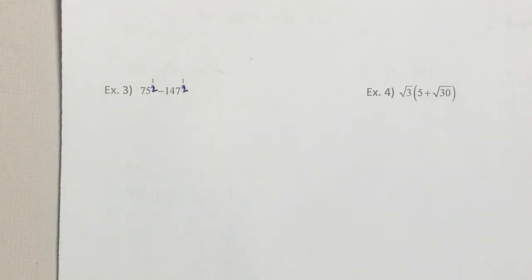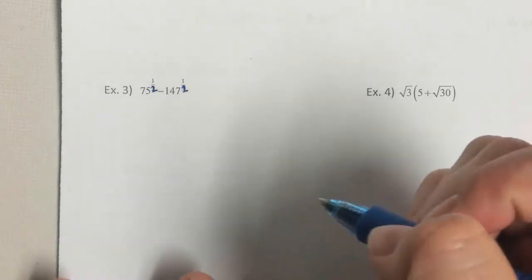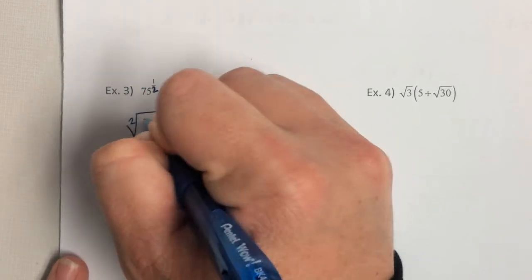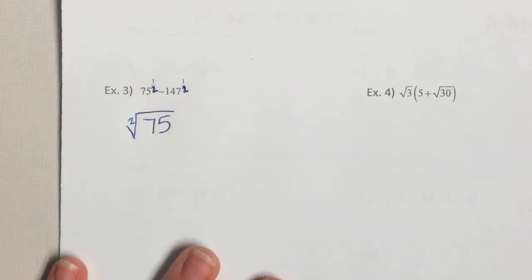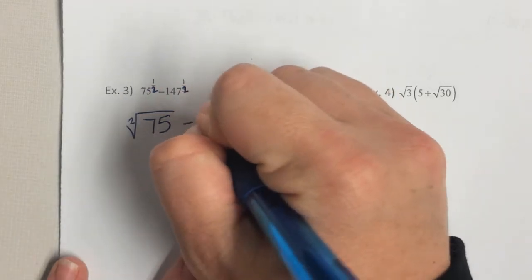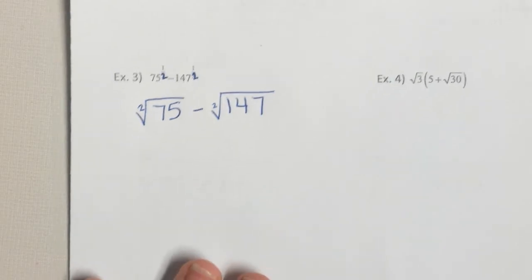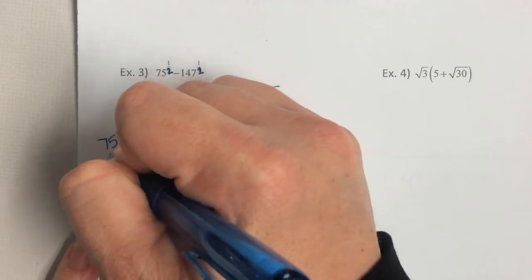What does the 1/2 power tell you to do? The bottom numbers are, starts with an R. Root. And the top number is your exponent, right? So this is a square root of 75. Do I have to put the exponent of 1? No. Okay? Minus the square root of 147. Do they match? No. So we're going to factor tree them, yes? So 75. What goes into 75?